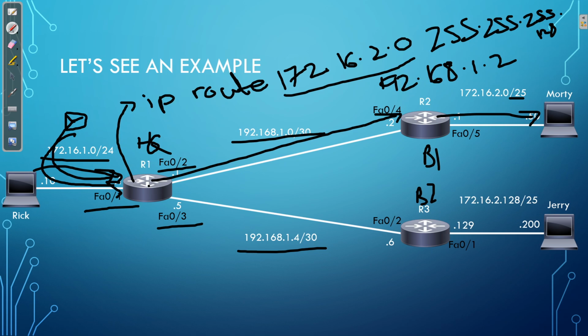So the traffic flows all the way to R2, and then R2 can deliver that email all the way to Morty. However, we still have an issue because we haven't trained R2 on how to reach 172.16.1.0/24. So now we have to do the same thing on R2. We have to issue the command ip route 172.16.1.0 255.255.255.0 192.168.1.1, which says to reach this network over here, send the traffic all the way to R1. And there we have it. We have end-to-end reachability between Rick and Morty.